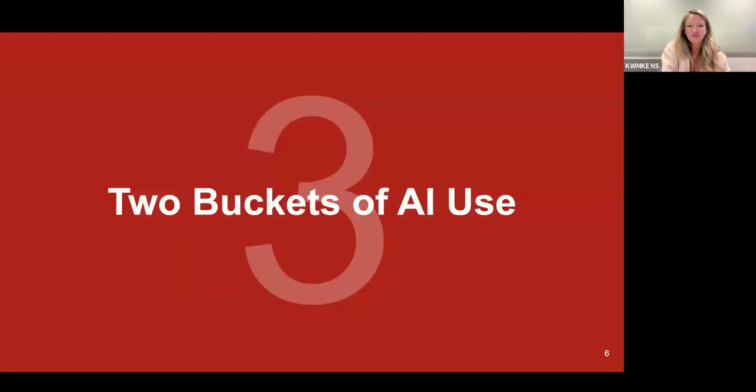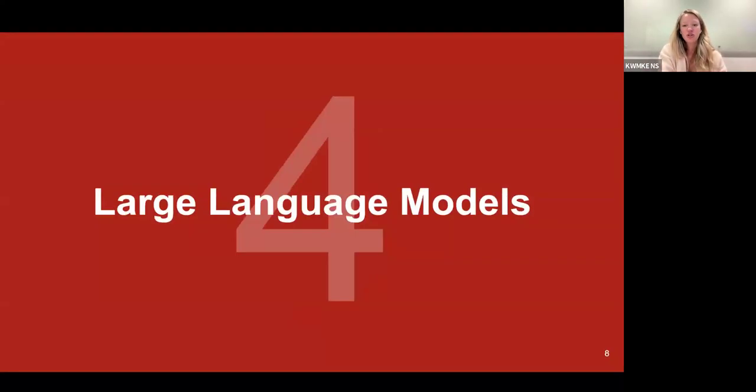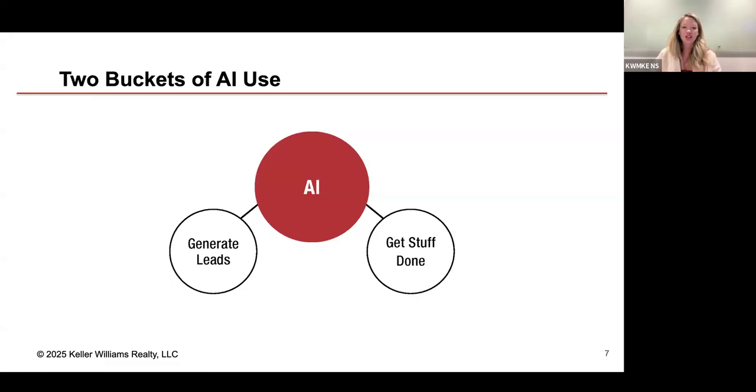All right. So the two buckets of AI use: generate leads and get stuff done. This playbook is all about getting stuff done, and it's here to help you with how to get stuff done. So that's the purpose of this playbook, essentially.